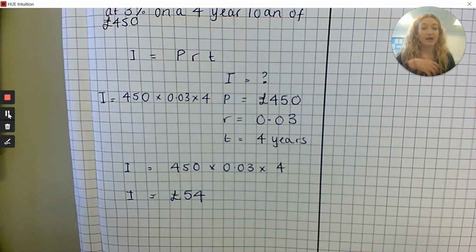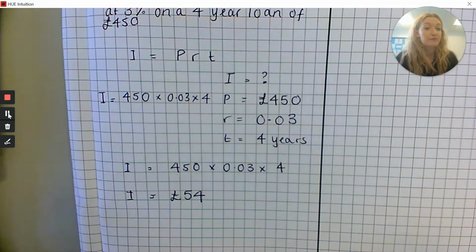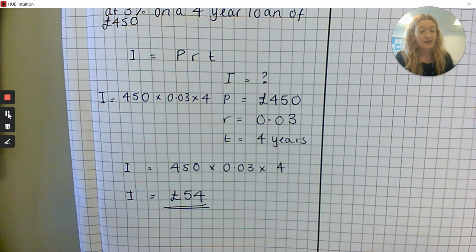So I have to pay my £450 back, but I also have to pay back £54. That's the interest, or the amount that the bank charges me for taking out the loan from them. So when you borrow money, you get charged an extra amount because you've borrowed that money. That's your interest. So this is the interest that we have to pay back. So pause it and copy that out.